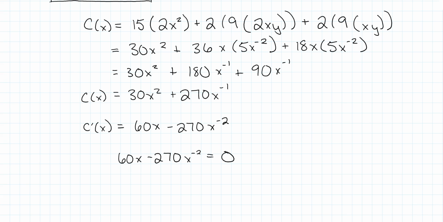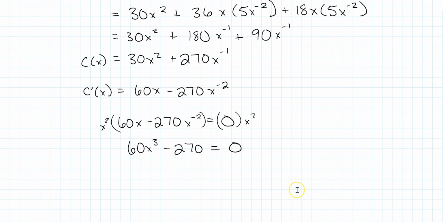There are all sorts of ways you can handle this algebraically. I like to get rid of the negative exponents, so what I'm going to do is just multiply both sides of this by x squared. So that's going to give me 60x to the third minus 270 equals 0. And you can do the algebra however you want to do it. So this is going to give me 60x to the third equals 270. So x to the third is going to be 27 over 6.